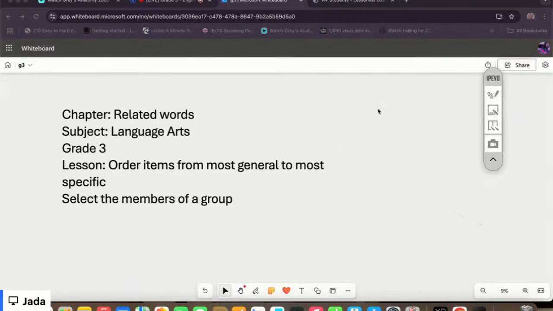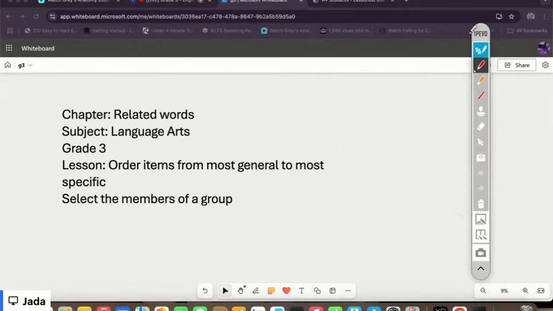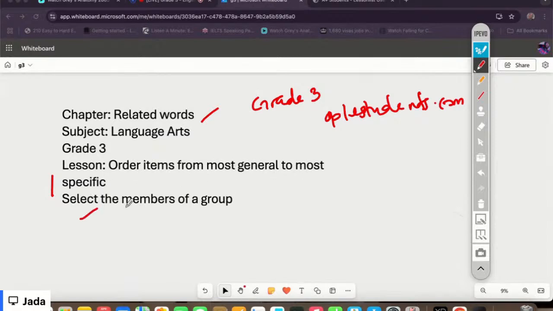Today we will have related words. First, you have to log in using aplusstudent.com. Click on your name, move on to language at the grade 3. The chapter is related words and the lesson is ordering items from most general to most specific. Select the members of a group.